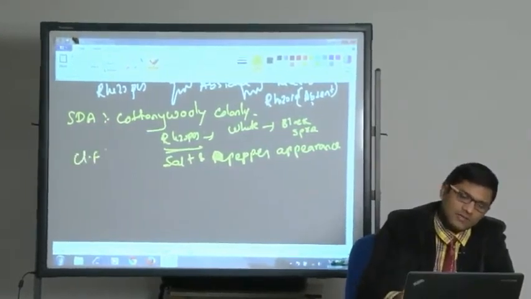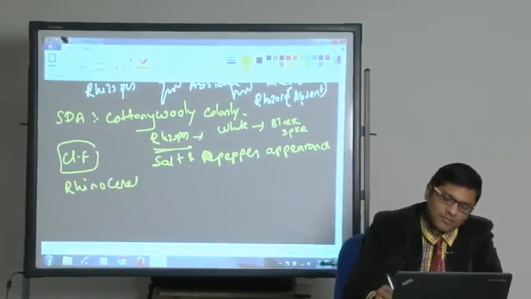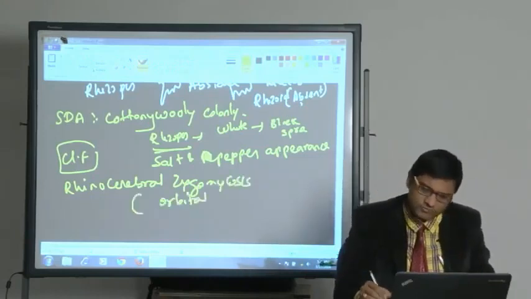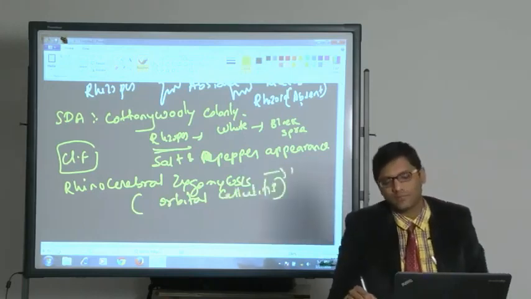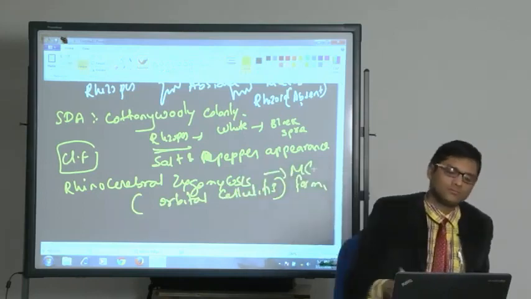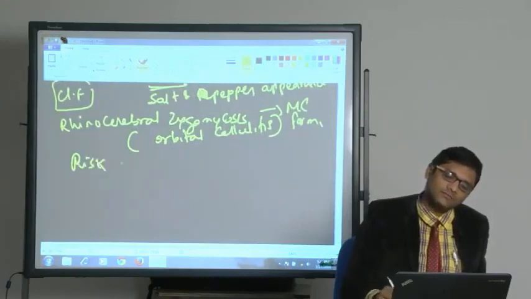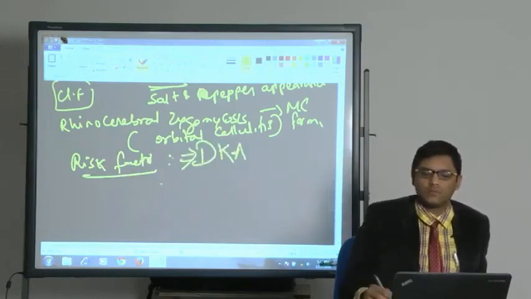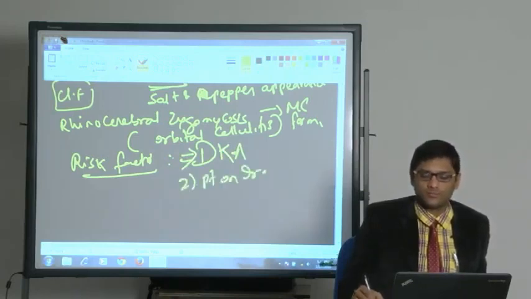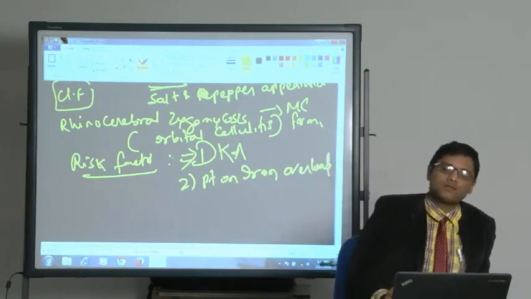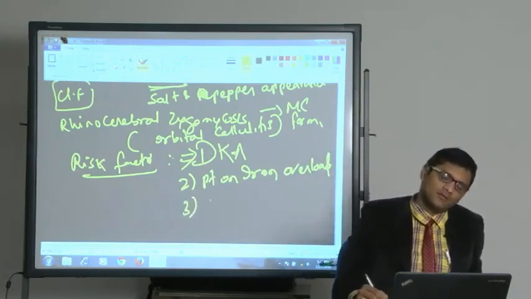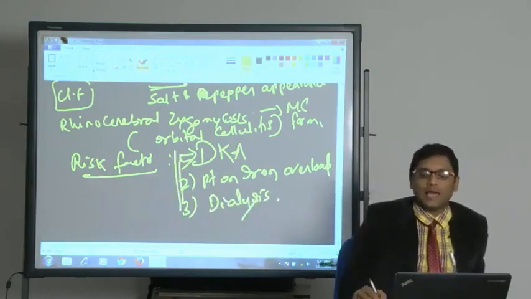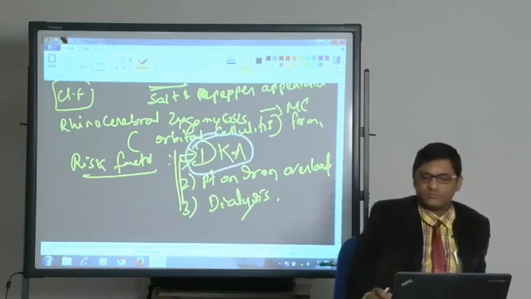Regarding the clinical manifestation, they say that rhinocerebral zygomycosis, especially in the form of orbital cellulitis, is the most common form of zygomycosis. There are certain risk factors. Among the risk factors, the most important is diabetic ketoacidosis. Patients with iron overload and patients on dialysis are also at risk. These are the risk factors for zygomycosis. Among these, diabetic ketoacidosis is the most important.